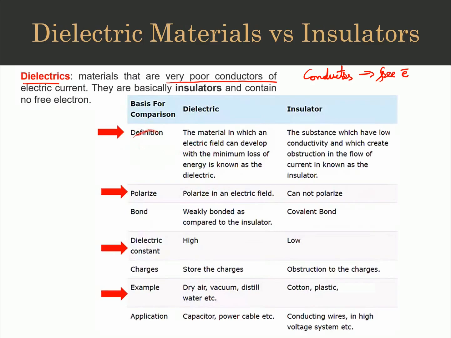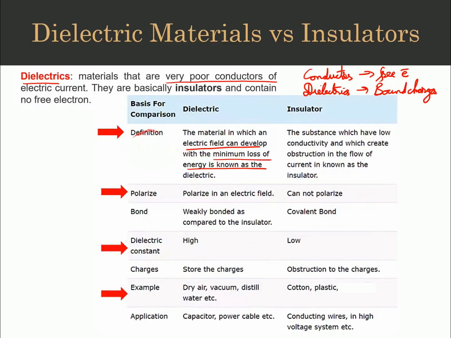But when we talk about dielectrics, or later on insulators, they have what we call bound charges. They are called bound charges because these molecules are bound to the structure of the material so tightly that it becomes difficult for them to be free from their bonds. Dielectric materials are those in which, when we apply an electric field, we get what we call polarization, and they have minimum losses.